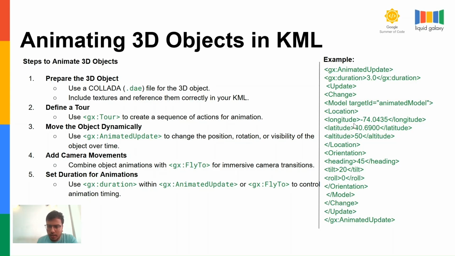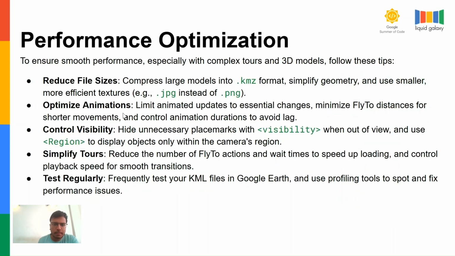Next, we can specify the location, altitude, longitude and latitude of the place where the 3D model is to be. Then we can change the orientation using the orientation tag. We can allow for tilt, heading and roll. Then finally, this is the animation. We can define the tour, move the object dynamically, add the camera, and set durations. This is how we can create 3D objects in KML.